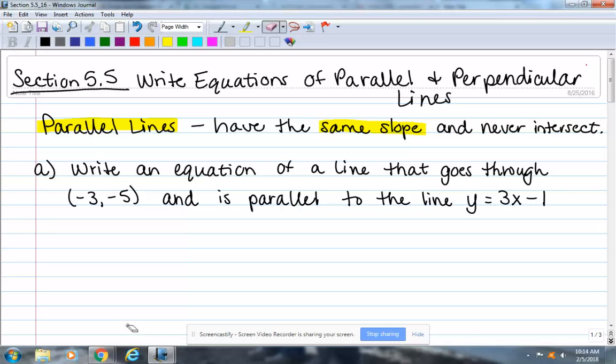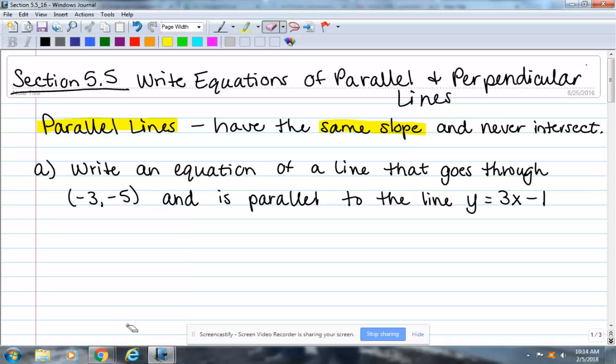One line goes through this point, okay? And one line has the equation y equals 3x minus 1. This is not the equation to this line. And this point is not on this line. Does that make sense? For two different lines that we're comparing. All right? So we have the equation to the second line. We need the equation to the first line that goes through the point -3, -5. Does that make sense?